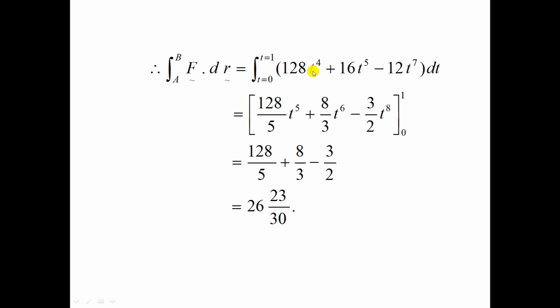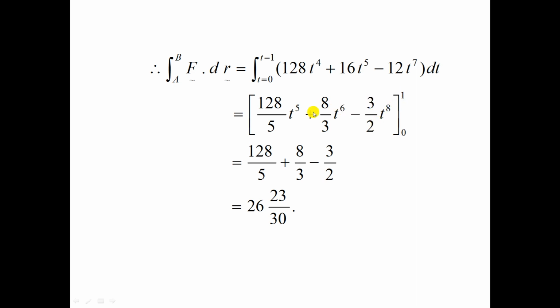So 128 as it is, the integration of t raised to 4 is t raised to 5; 16 as it is, the integration of t raised to 5 is t raised to 6 by 6; 12 as it is, the integration of t raised to 7 is t raised to 8 by 8. On simplifying we get 128 divided by 5 into t raised to 5 plus 8 by 3 into t raised to 6 minus 3 by 2 into t raised to 8.